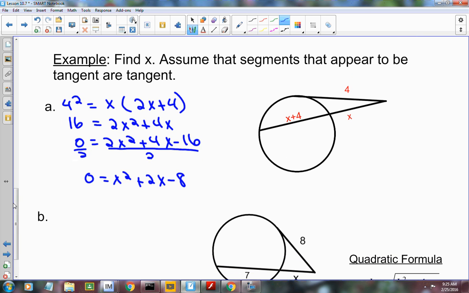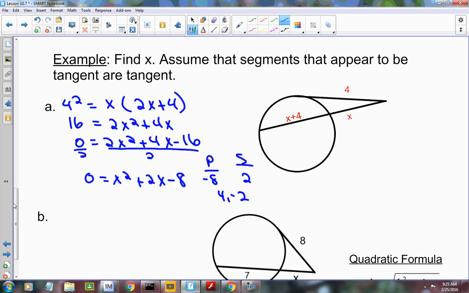And so now I have a problem like I did before. And so I'm going to do product and sum. What's my product? The first and the last coefficients, multiply them together, and what do you get? Negative 8, and my sum is 2, okay? So I want two numbers whose product is negative 8 and whose sum is 2. 4 and negative 2. Good.